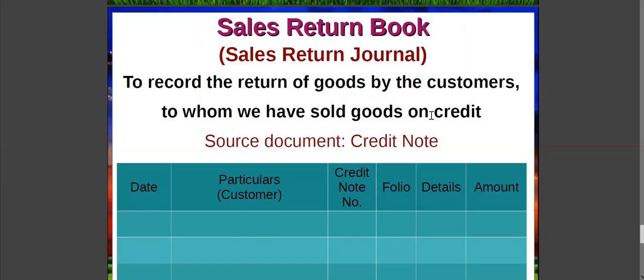Sales return book. The same way, to record the returns of goods by the customers. As an owner, we receive some goods back from the customers to whom we have sold goods on credit. So, to record the return of goods by the customers to whom we have sold goods on credit, that is called sales return. Date, particulars, credit note, folio, details, amount.